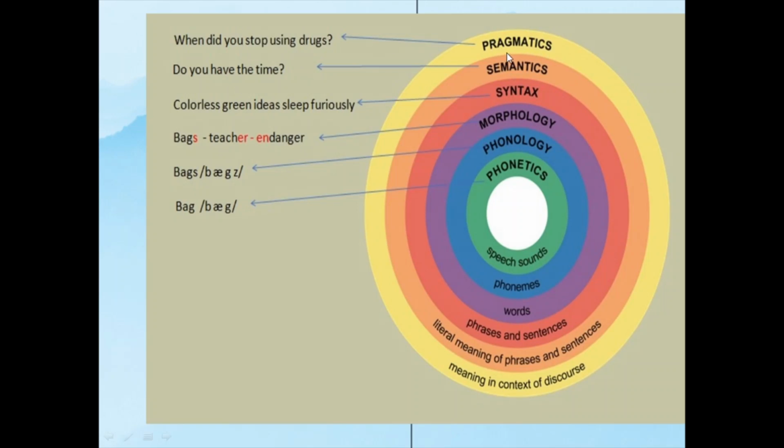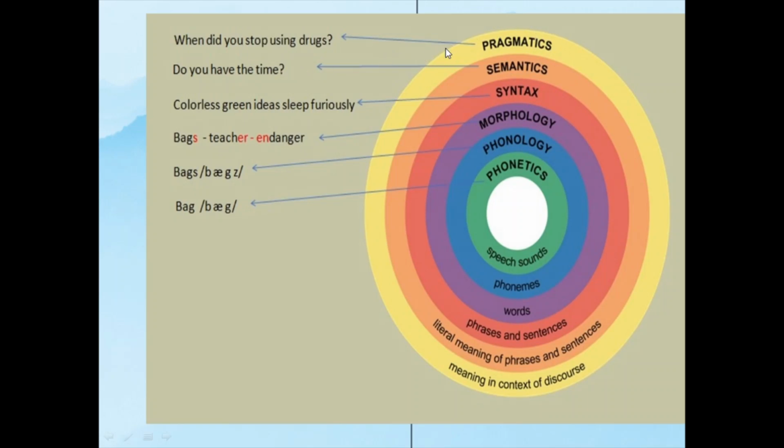But pragmatically, that is the intentions of the speaker, we would say, do you have the time means, tell me the time, please. So it's an indirect way of asking someone to tell you the time. That is how pragmatics deals with these issues and meaning.